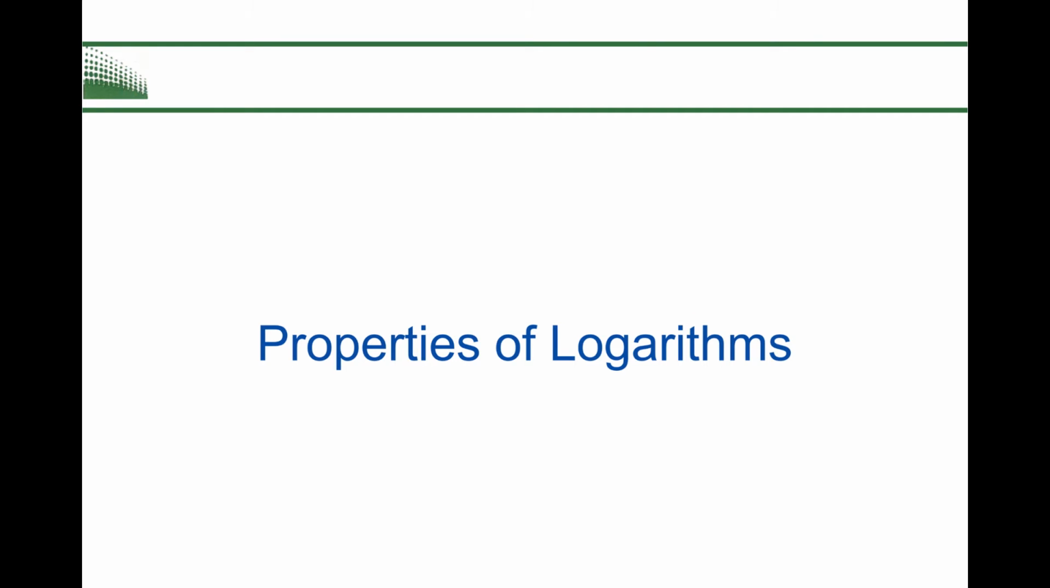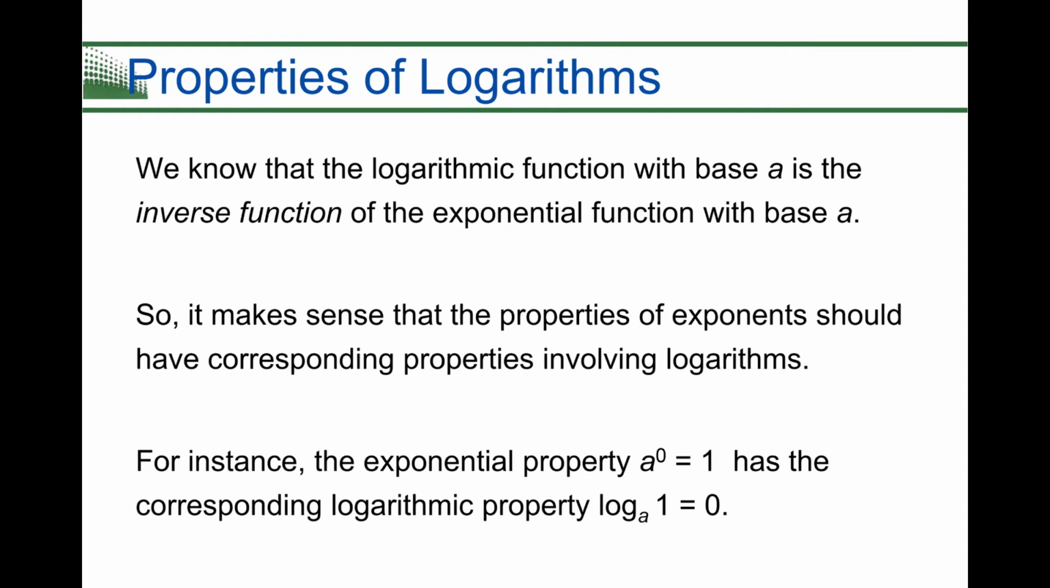Now let's put to use some properties of logarithms. So we know that a logarithmic function with the base a is the inverse function of an exponential. So it makes sense that the properties of exponents should have corresponding properties involving logarithms. For instance, the exponential property a to the 0 equals 1 has the corresponding log property of log 1 being 0. And we looked at this in a previous section when we listed out the 4 to 5 different properties.